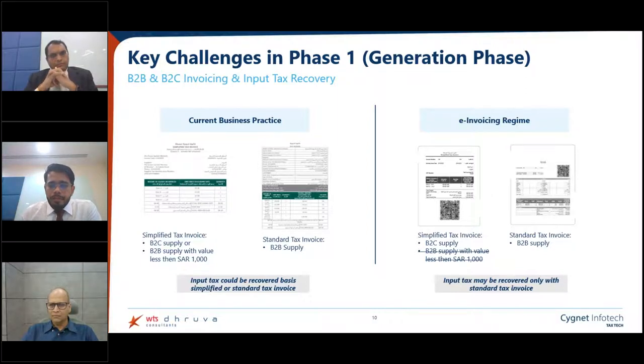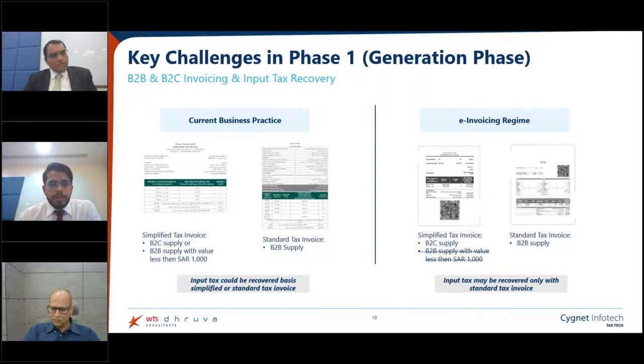and therefore going forward it could be possible that a simplified tax invoice could only be used for a B2C supply and a standard tax invoice to be used for B2B supply. Because as a way forward in the integration phase, what Zutka is looking at is that whatever sales have been reported by the supplier have to be matched with the purchases by the recipient, and therefore this integration comes into play. And if there is a simplified tax invoice, then the recipient's tax details are not captured in it, and therefore it is quite likely that input tax recovery will only be possible with a standard invoice.